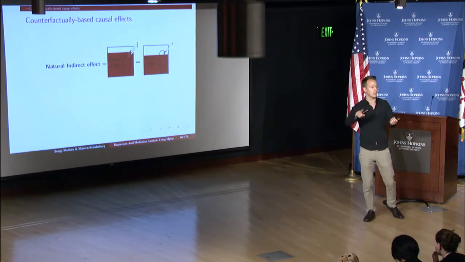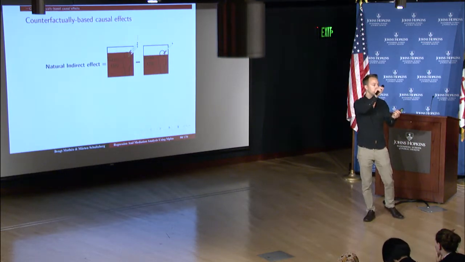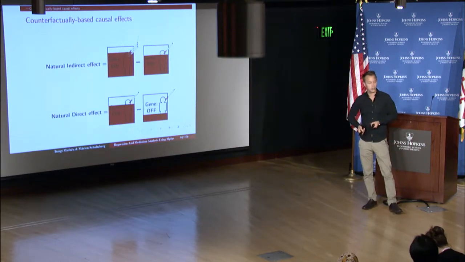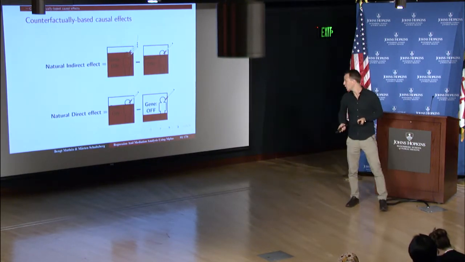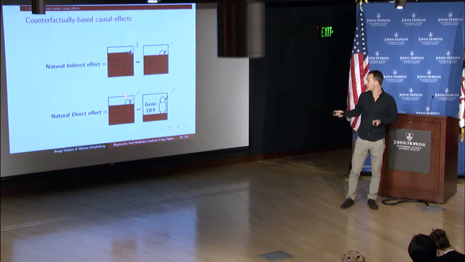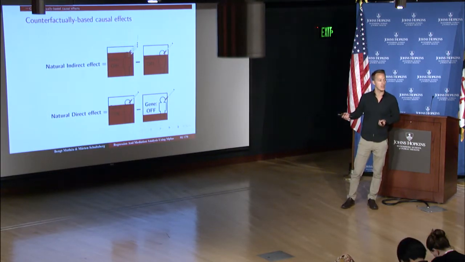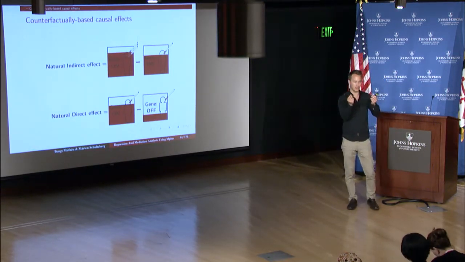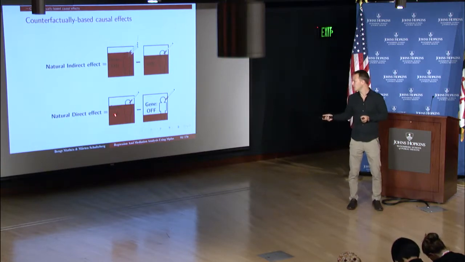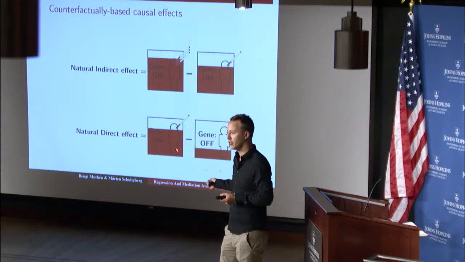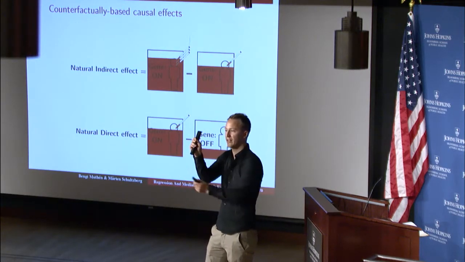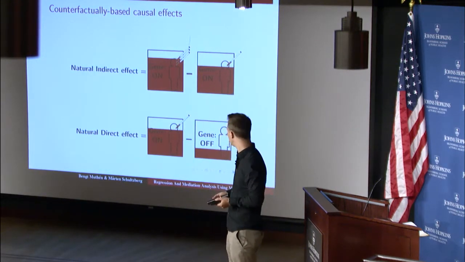So only the indirect effect, the effect of the shift in the mediator due to if you have the gene or not. And correspondingly, we could look at the natural direct effect, where we do the same thing, but we keep the cigarette level, the amount of cigarettes you smoke, fixed on the level you would smoke if you didn't have the gene. So we keep the mediator fixed at the level you would smoke if you didn't have the gene, and we change the gene from on to off, which would hold the mediator constant, which would give us only the direct effect of the gene on the risk.